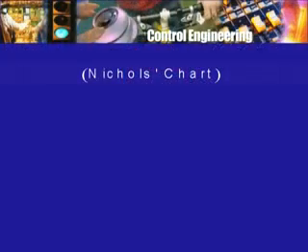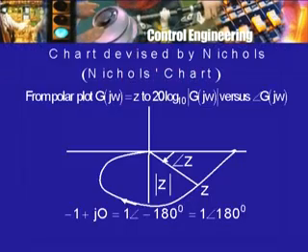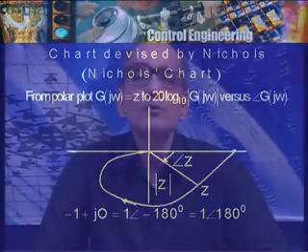Now, there was an engineer by name Nichols who had a somewhat different idea, and the advantage of his scheme is that it is easier to use or more helpful in design. Determining the closed loop frequency response from the open loop frequency response is one thing, and determining what kind of controller should be used in the forward path to achieve a desired performance is quite another.